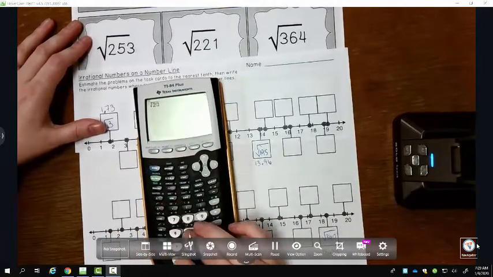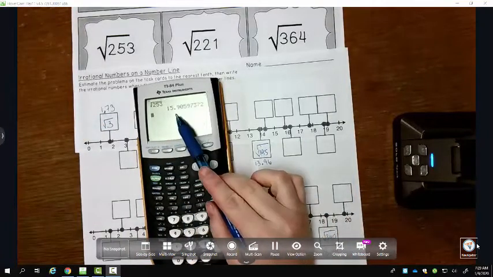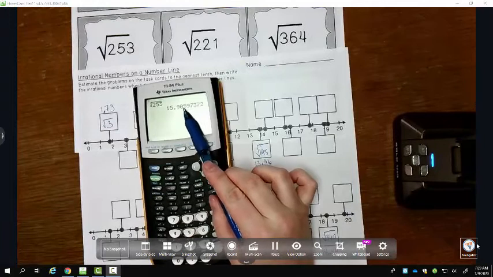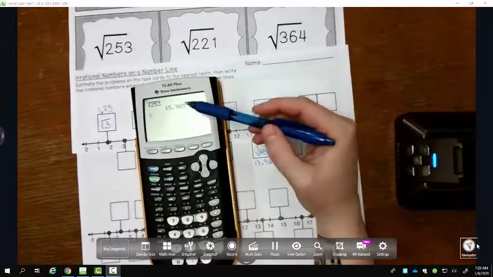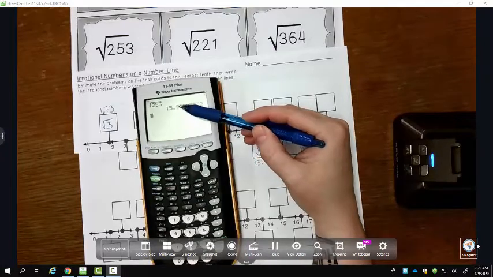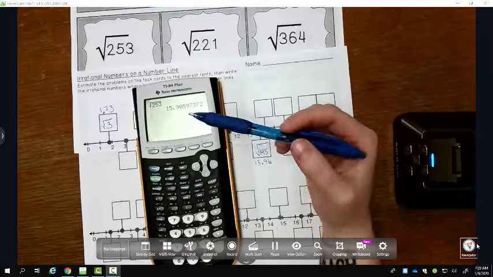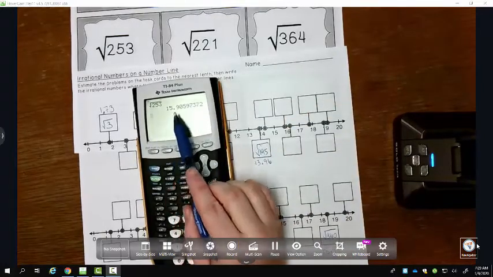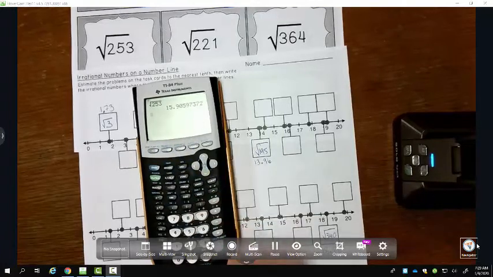Square root of 253. That's 15.9. That 5, we're on that 0, 2, and 1. So 15.91. That's in between 15 and 16. And this 9 says that it's really close to 16. The bigger this number, the closer it is to the higher one. So you need to find your dot that's in between 15 and 16, but it's really close to 16.